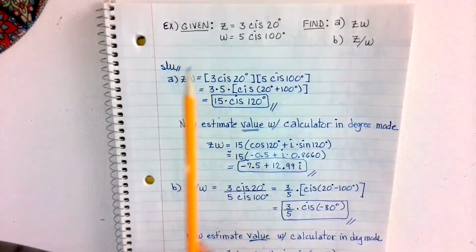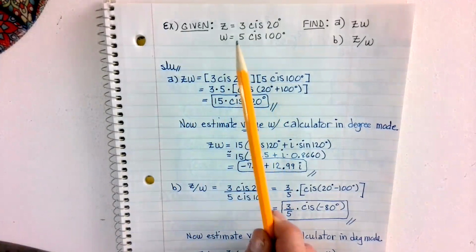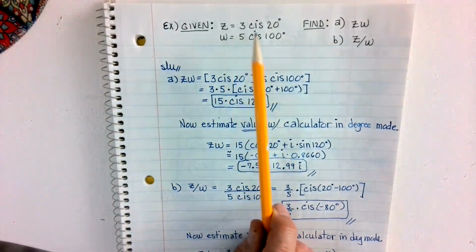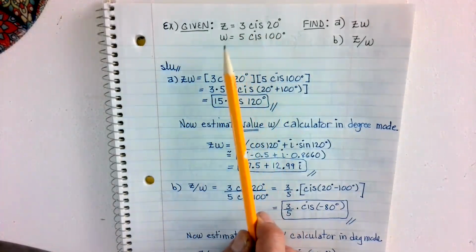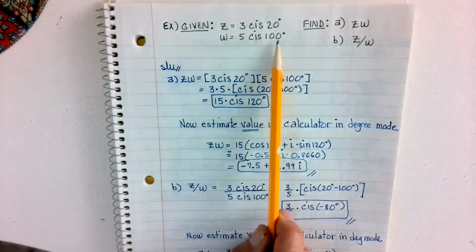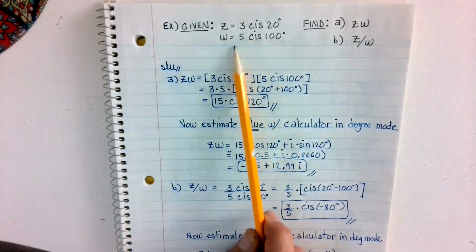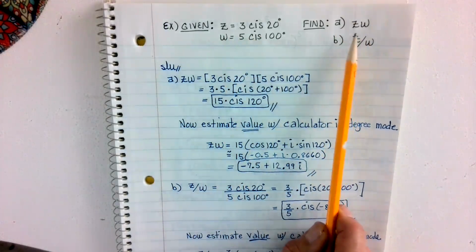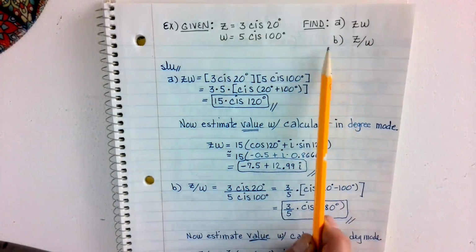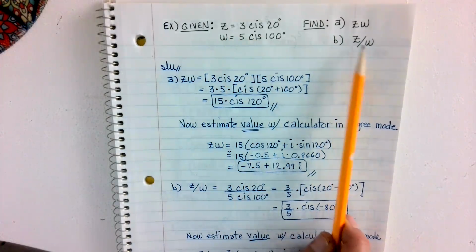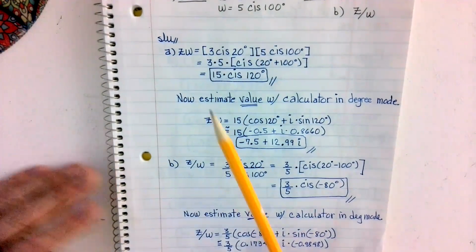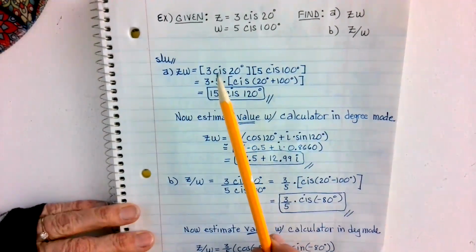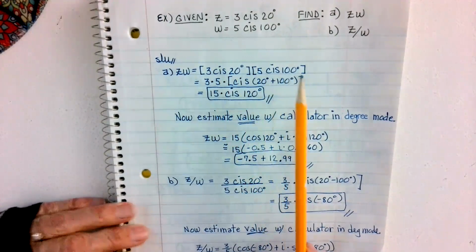Now this is quite different than what we've seen before. We're given a complex number in polar form, z equals 3 cis 20 degrees, and w equals 5 cis 100 degrees. Now with those two, we are asked to find the product z times w, and then find the quotient z divided by w.